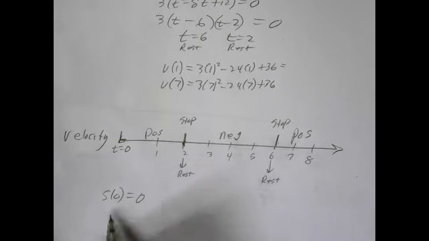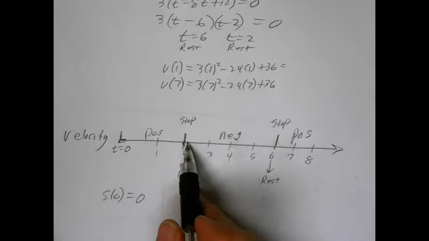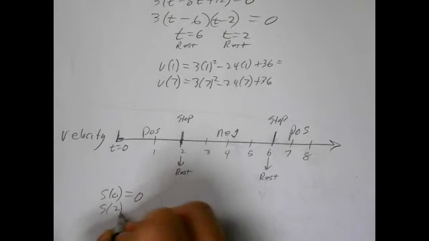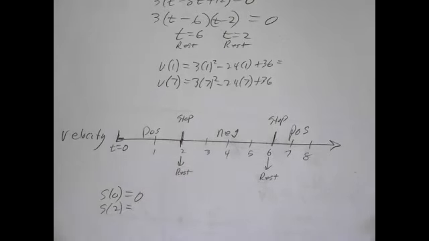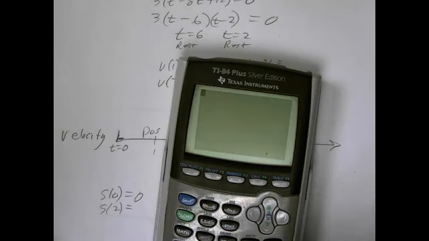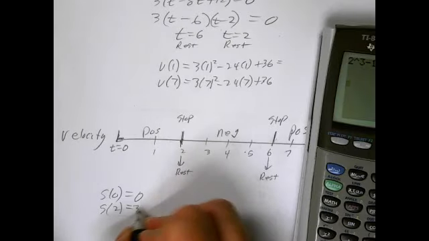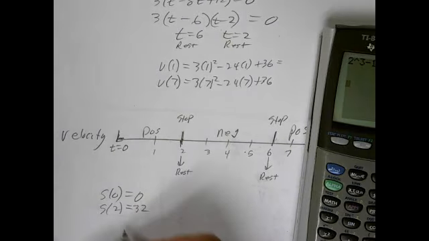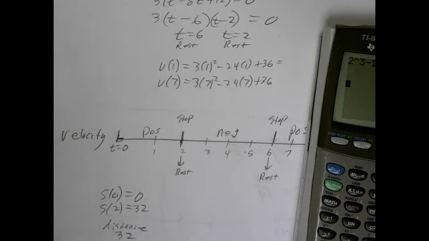And then it started moving forward, positive direction. So at time 2 seconds, let's see where it was. So if I go 2 to the 3rd minus 12 times 2 squared plus 36 times 2, it's at position 32. All right, so it moved a distance of 32 units in the first 2 seconds.